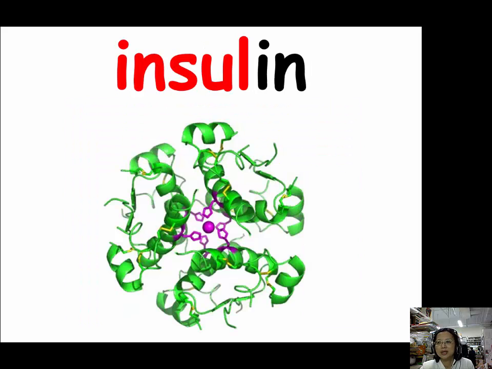And another example is insulin. Insulin, I think everybody knows. As shown in this picture, this is the hexameric form of insulin. Insulin is a polypeptide hormone that regulates carbohydrate metabolism. And it's named insulin because it's produced by the islets of Langerhans.